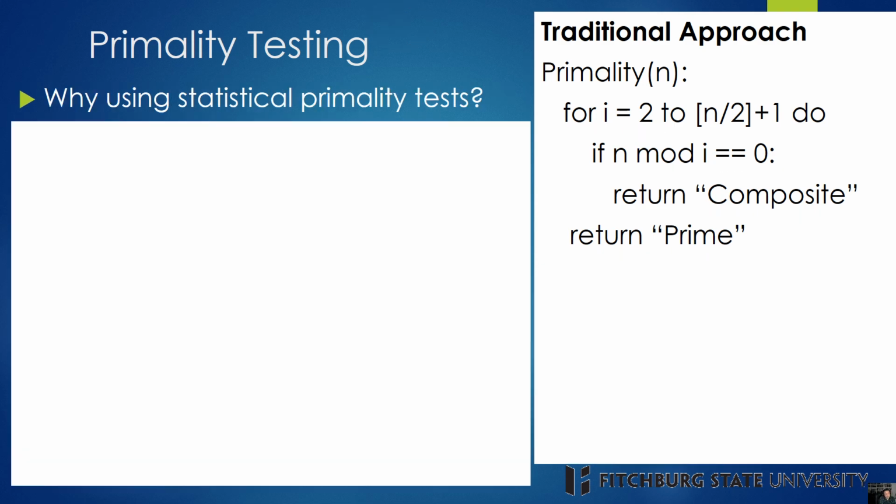Now let's discuss this primality testing even further. We mentioned that we can use the traditional approach for a small number. So we can test whether the number is a prime number if the number is small. But for a big number, we cannot use the traditional approach. We have to use the statistical primality tests. Now, why? Let's take a look at an example.